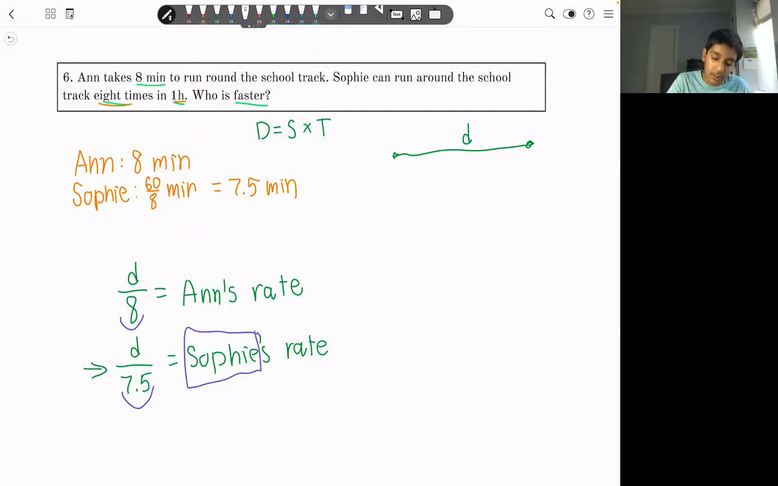Intuitively, without doing all this d stuff, you can just think, okay, if Anne is going to take longer to complete the track, now she's going to take more time. That means she's going to be slower. And Sophie, she can do it faster, so she's going to take less time. That's the way to intuitively do it without doing this d stuff. Any questions on this problem? No.